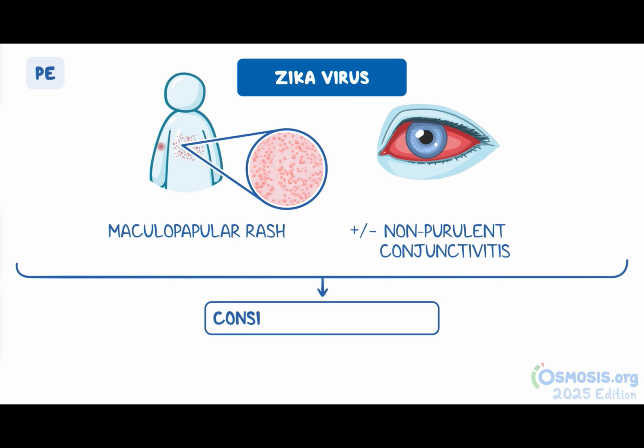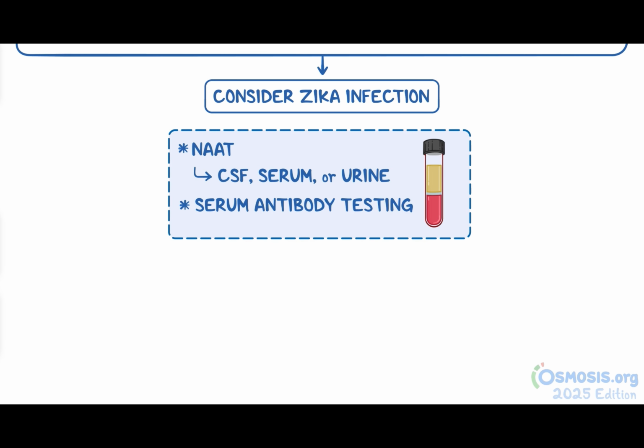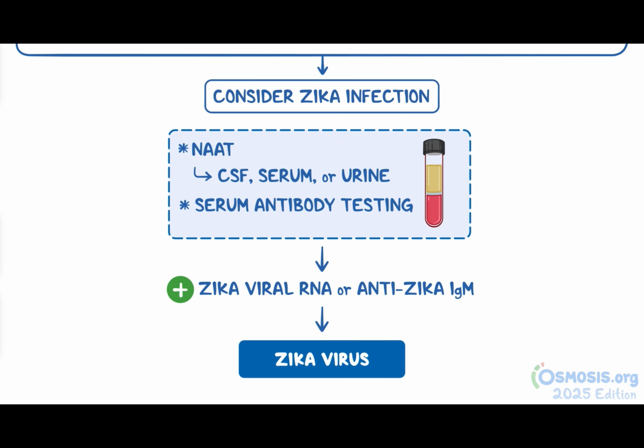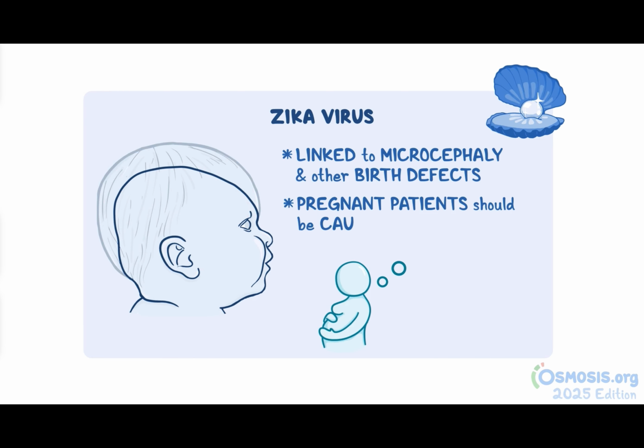If this is the case, consider Zika infection and order NAAT of the cerebrospinal fluid, serum, or urine. Alternatively, you can order serum antibody testing. If the NAAT is positive for Zika viral RNA or anti-Zika immunoglobulin M is positive, you are dealing with Zika virus infection. Time for a clinical pearl. Zika virus has been linked to microcephaly and other birth defects, so pregnant patients should be cautioned against traveling to areas endemic for Zika virus.